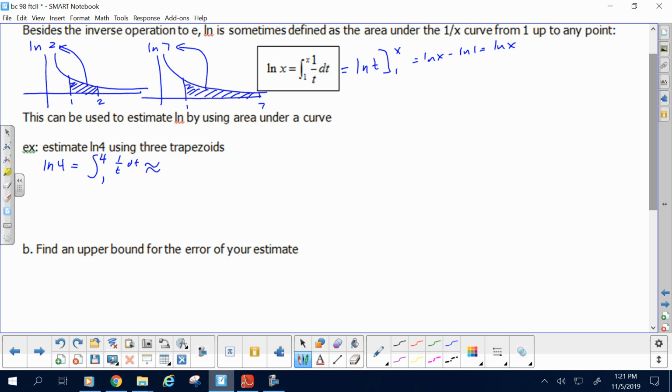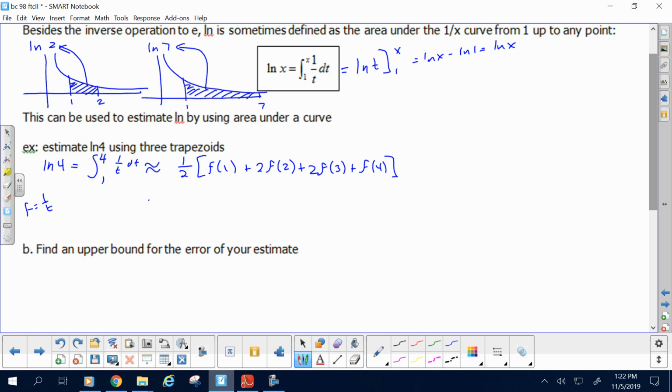Now, using more numerical methods. So if I go from 1 to 4 using 3 trapezoids, what's delta x? 1. I also divide out the 2 by virtue of the trapezoid formula. We always do that. I didn't say, but we're going to use 3 equal subdivisions. If I let f equal 1 over t, then my parallel bases are f at 1 and 2 f at 2, 2 f at 3, and a single f at 4.